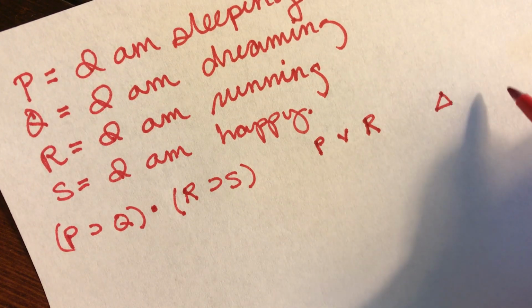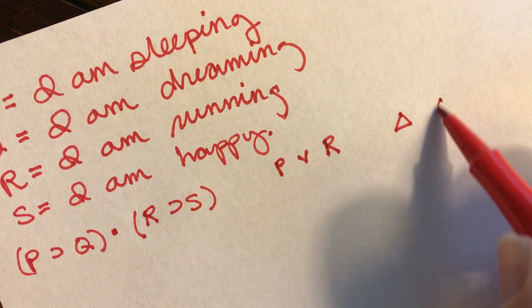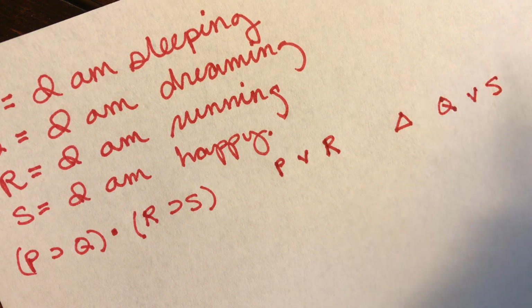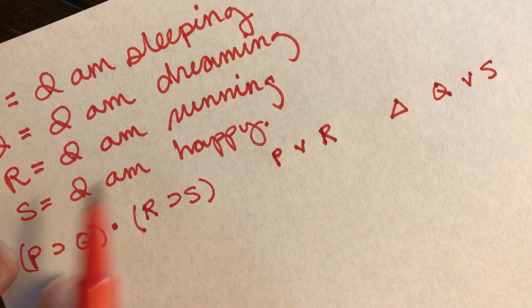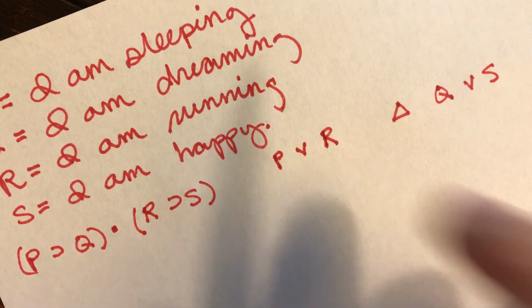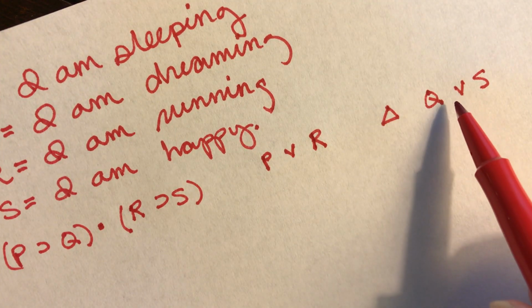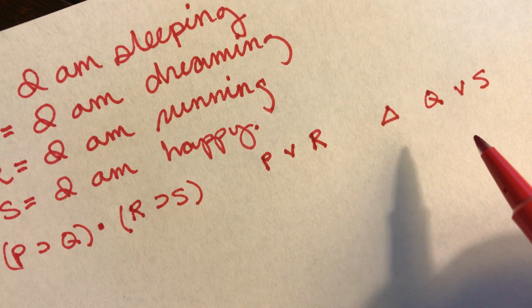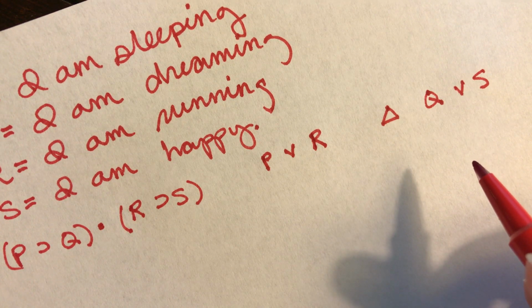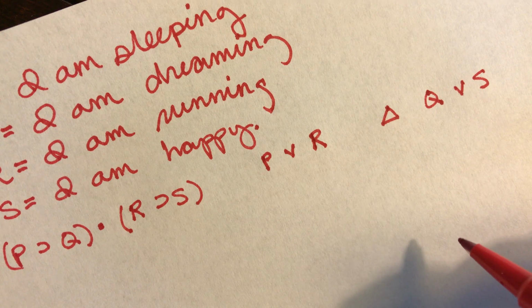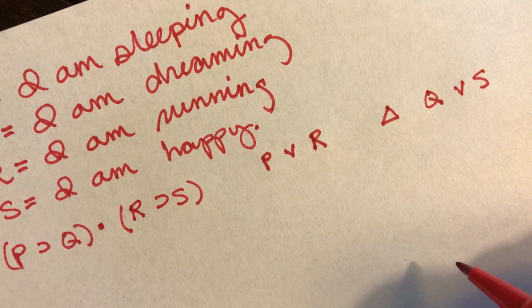Therefore, either Q or S. So if both of these conditionals are true, and then this disjunct is true, then I can conclude that this disjunct is true. It makes sense, right? If I am sleeping, then I am dreaming, and if I am running, then I am happy. I'm either sleeping or running. Therefore, I'm either dreaming or happy. Okay? So that is called the constructive dilemma.